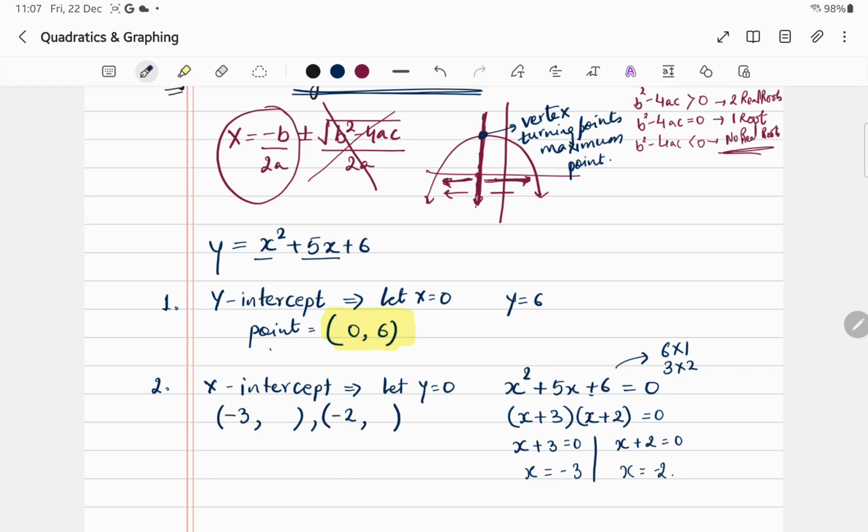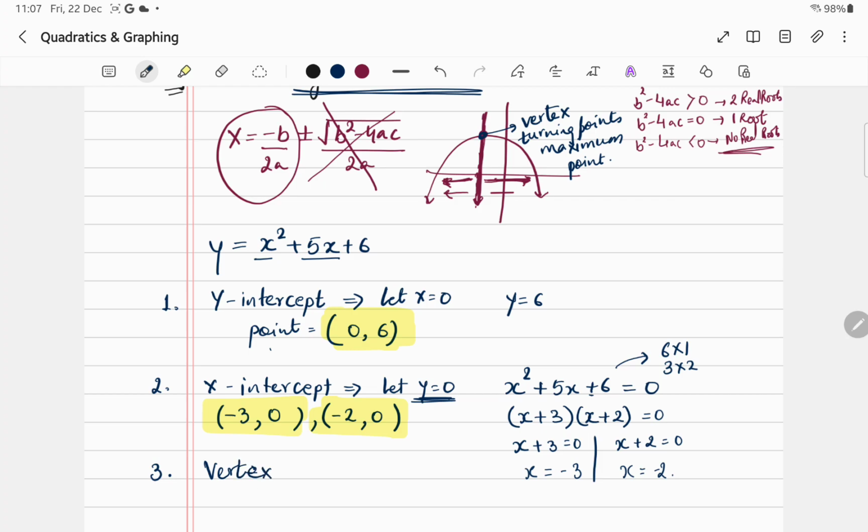And we know that the y value for both of them is 0 because we let y as 0. All right, hope it's making sense, because the y value here, we did put as 0. So that means the y value for both the coordinates is 0. All right, now let's do the third bit. And the third bit is to find the vertex. All right, so we are finding the vertex.